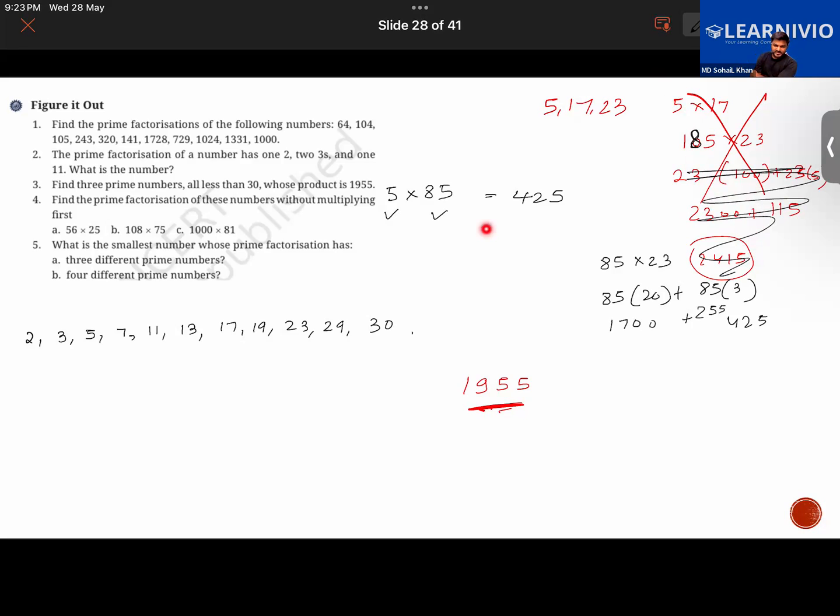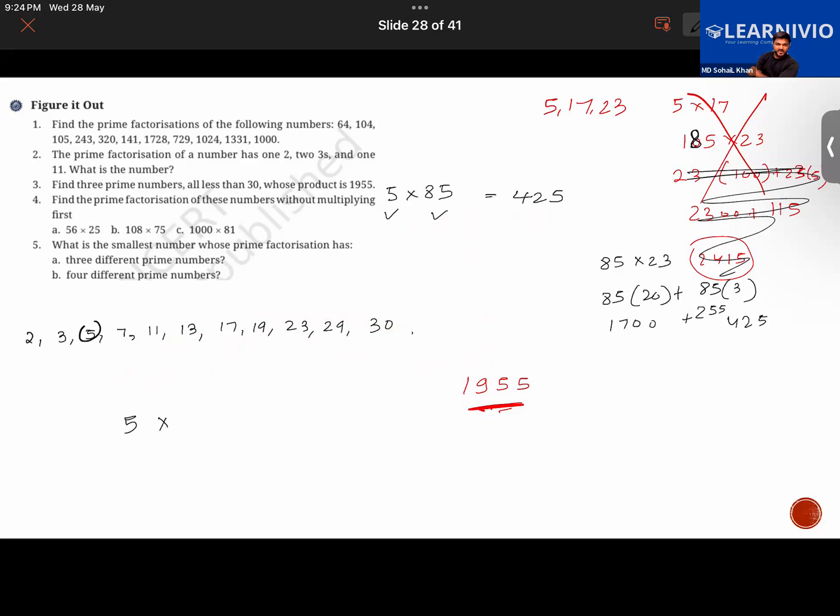As I was saying, I gave an example like 425. It can be written as 5 multiplied by 85, so it is divisible by both of them. So I will just find all the numbers that divide 1955. 5 will divide it. Next, will 7 divide it? No. 11? No. 13? No, 13 will not divide it.